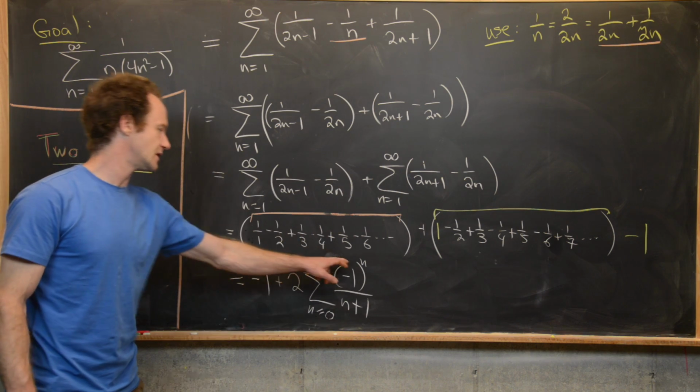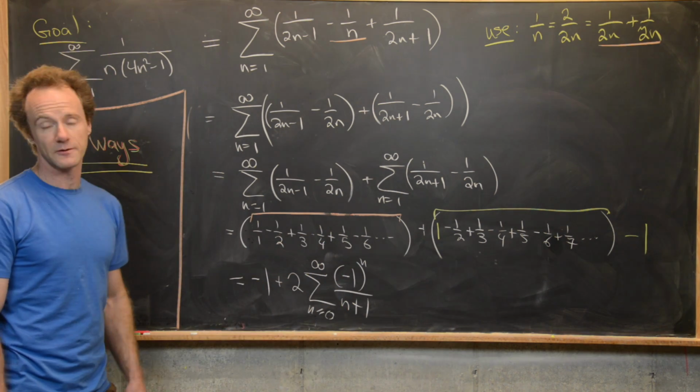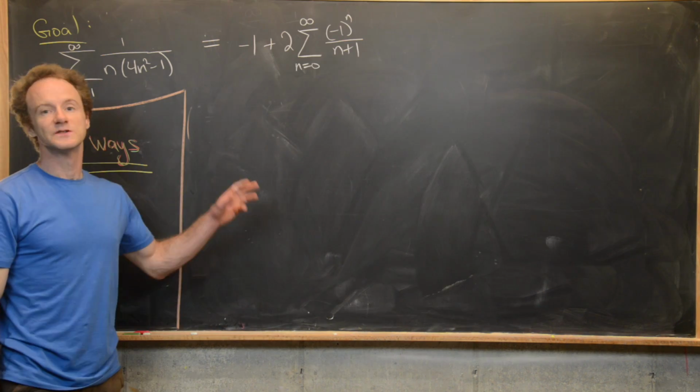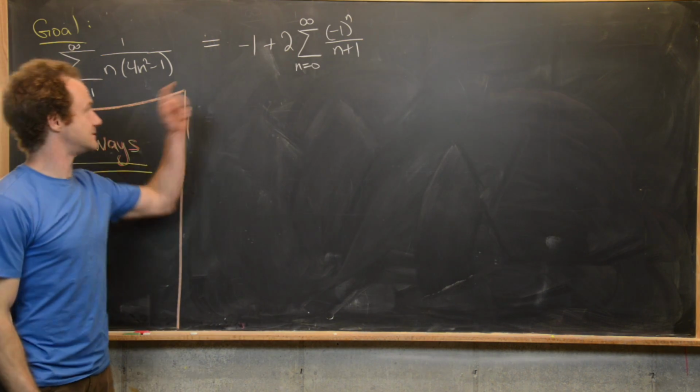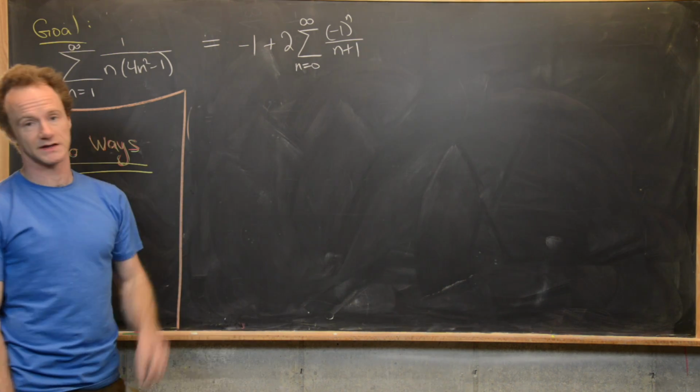N equals 2, negative 1 over 2, and so on and so forth. So this checks out. Okay, so we're running out of room. I'll bring this up and then we'll finish it off. On the last board, we got our goal sum down to this point where we have negative 1 plus twice the alternating harmonic series.